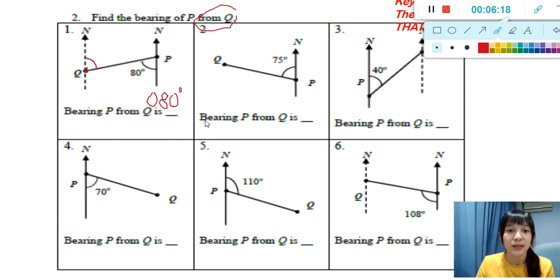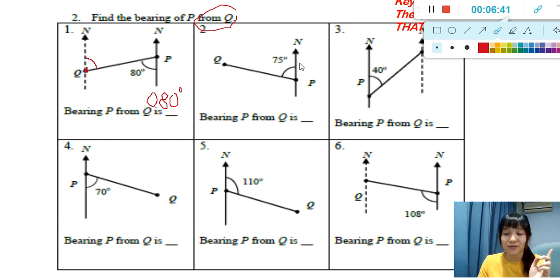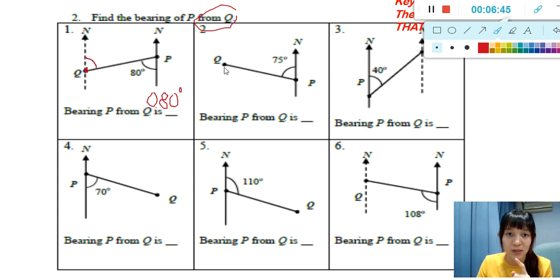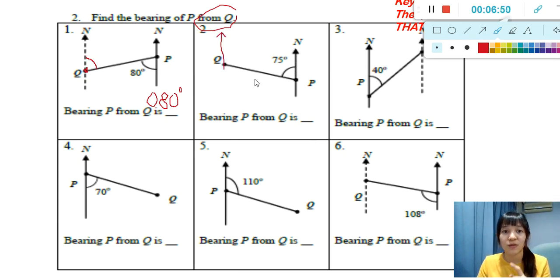Question 2 now. Bearing of P from Q. Q is here. I always say from that point, you have to label the north line. So where is your north line? Remember the keyword, the hint is here. The north will never change, isn't it? Like the sun rises from the east, it will never rise from the west. So direction is always fixed. North is pointing up here, so you draw your north line pointing towards north.